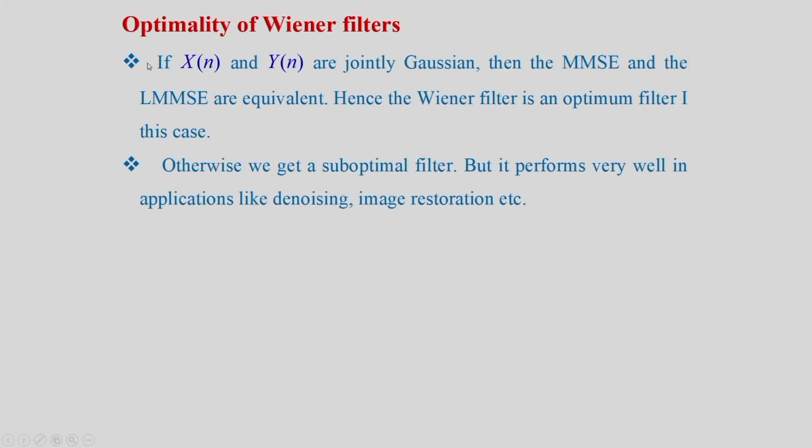Now, the question is whether the Wiener filter estimator is an optimum estimator. If x n and y n are jointly Gaussian, then the MMSE and the linear MMSE are equivalent, that we have established in an earlier lecture. Hence, the Wiener filter is optimum for the Gaussian case. Otherwise, we get a suboptimal filter, but it performs very well in applications like denoising, image restoration, etc. Though it is a suboptimal filter, because of its simplicity, it is very useful in practical applications.